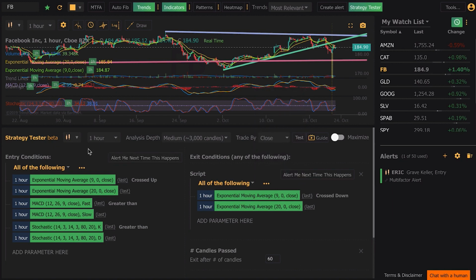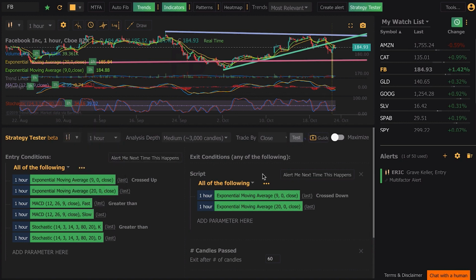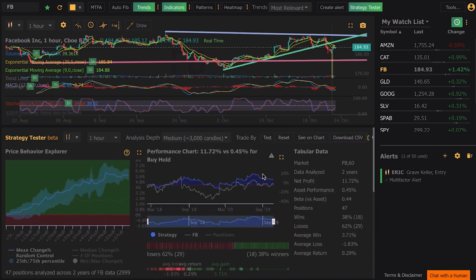Now we do offer different chart types on this platform. Generally speaking, most backtests work with the generic open, high, low, close. But for our raindrops and Heikin-Ashi line, those data points are going to be a little bit different. So just make sure you're on the right type of candle chart that you want to backtest. So I'll go ahead and test this strategy with the inputs that we have here.